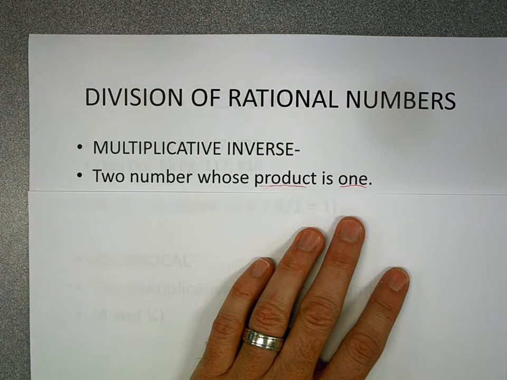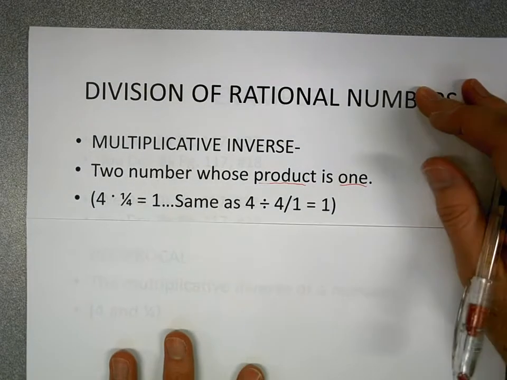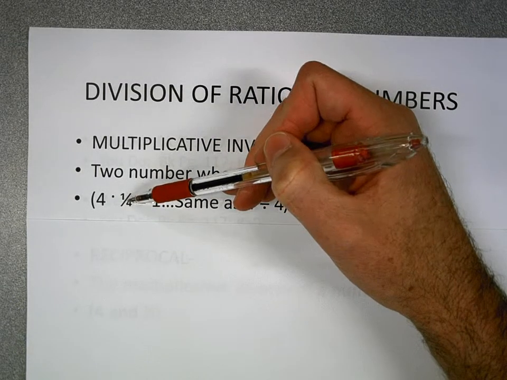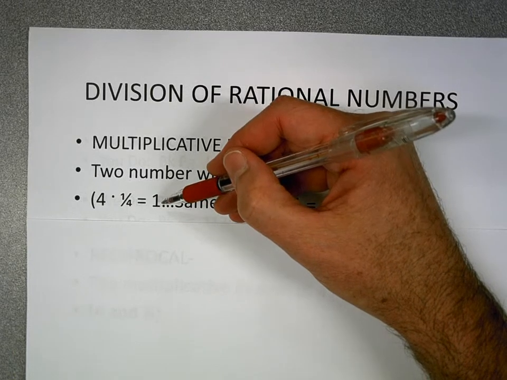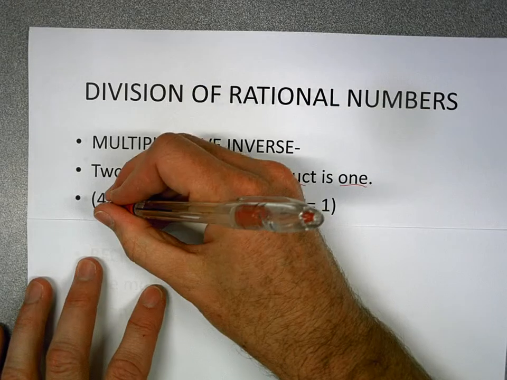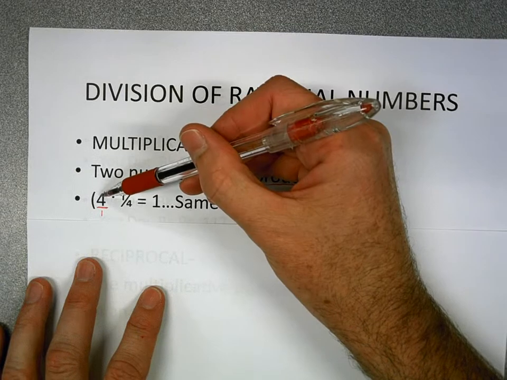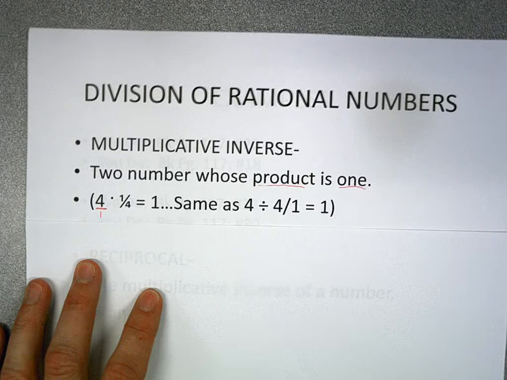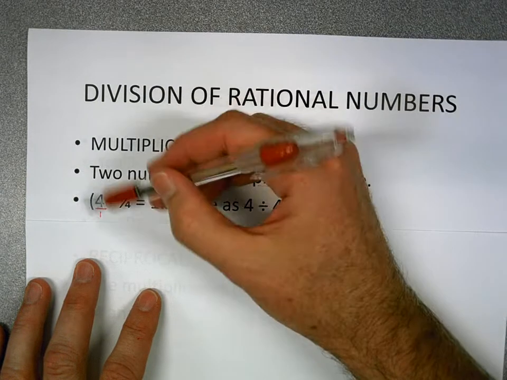So in this case with fractions, this is what you can write. For example, 4 times 1/4 is equal to 1. You might say, well, wait, what? Well, remember, 4 is the same as 4 over 1. If you multiply the numerators, 4 times 1 is 4. The denominators, 1 times 4 is 4. You'd end up with 4 over 4, which is 1. So by their definition, that's what they're talking about.